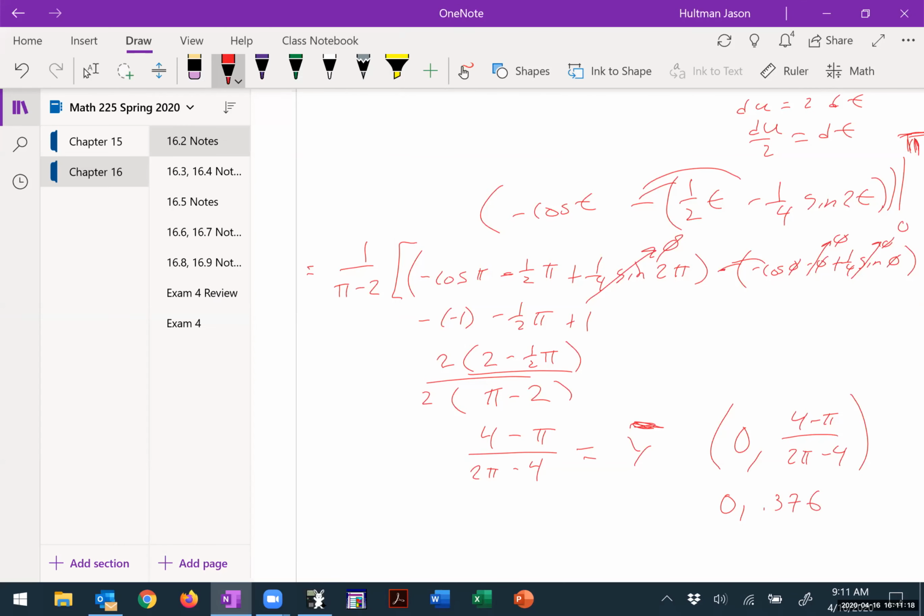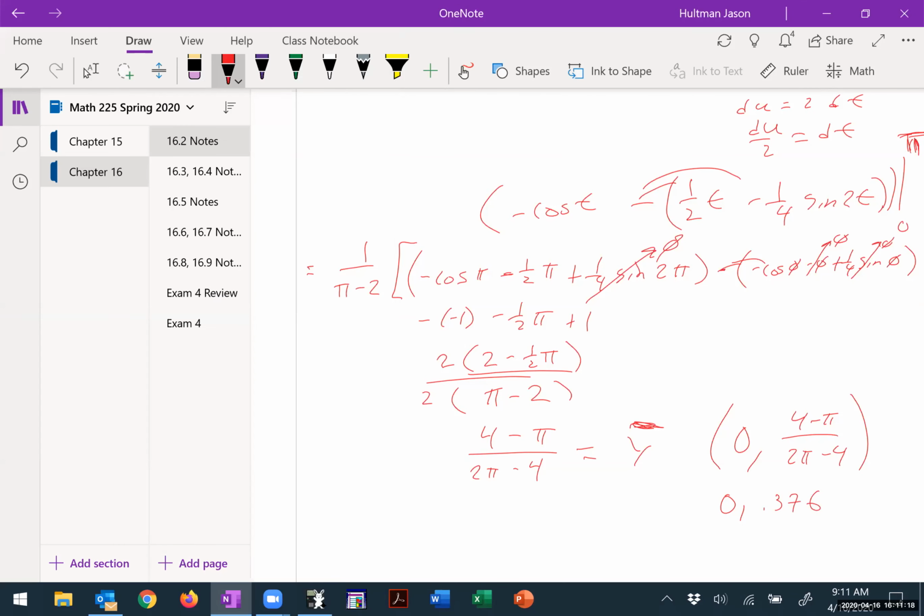So what was the point of this whole thing? This is the center of mass. The center of mass for what? For this wire. The center of mass is located at 0.376, so that's about a third of the way up, right?